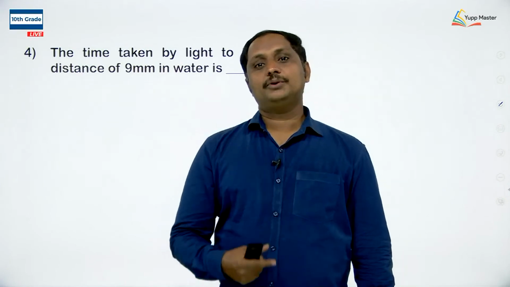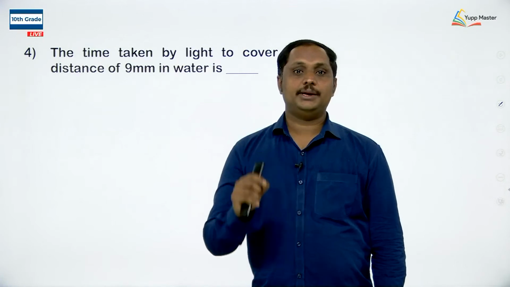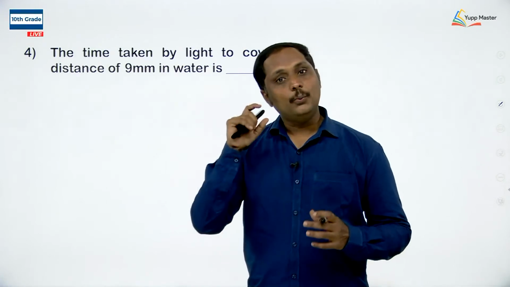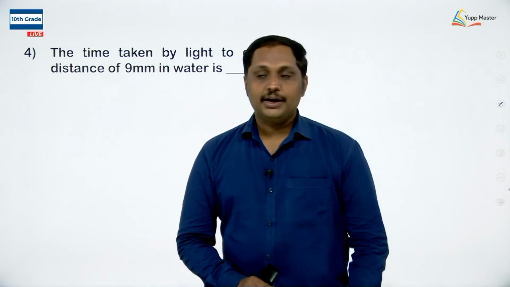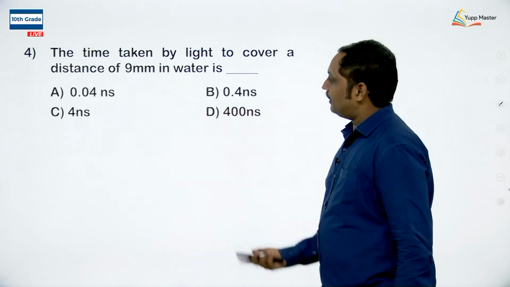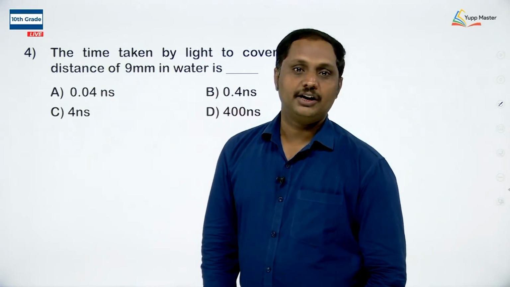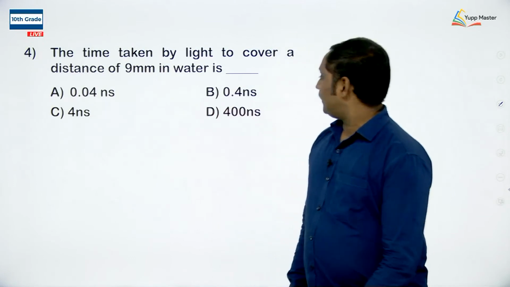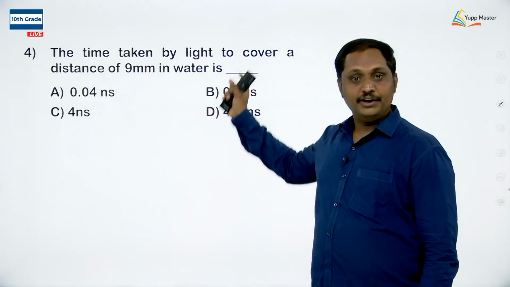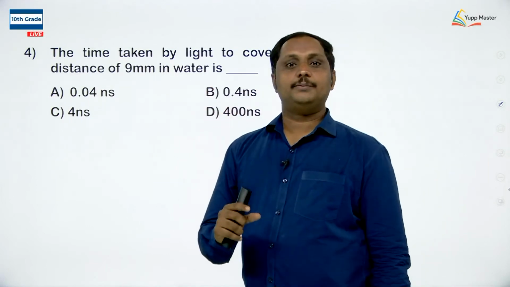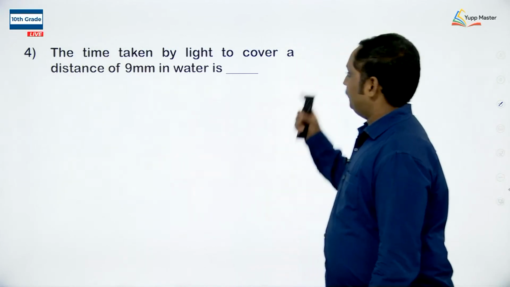While talking about water, you need to remember that its refractive index is 1.33. Now look at the options they have given: 0.04 nanoseconds, 0.4 nanoseconds, 4 nanoseconds, and 400 nanoseconds. Those are the units. If the value is very small, we express it in nanoseconds. Now let us have a look at the solution.